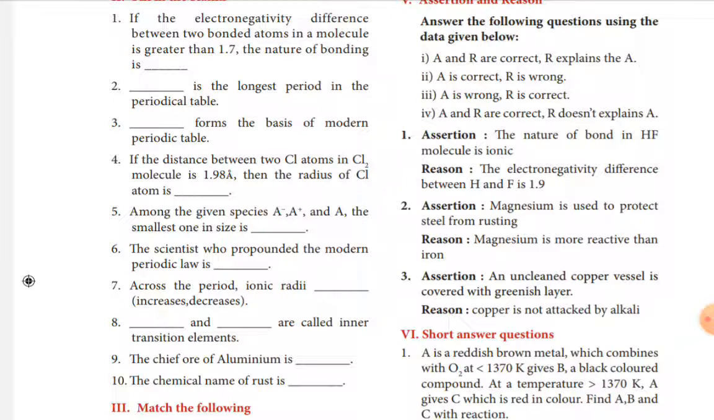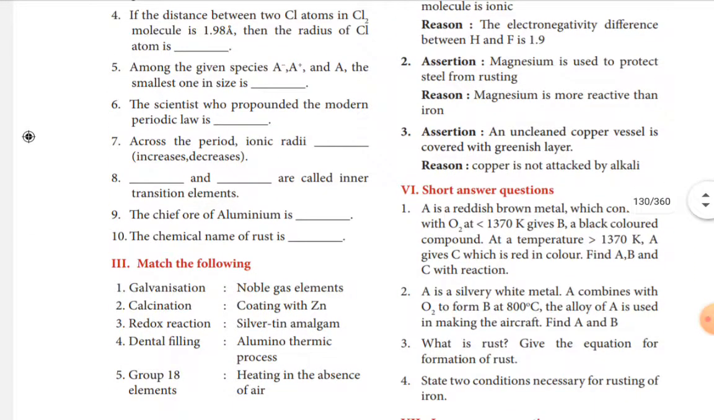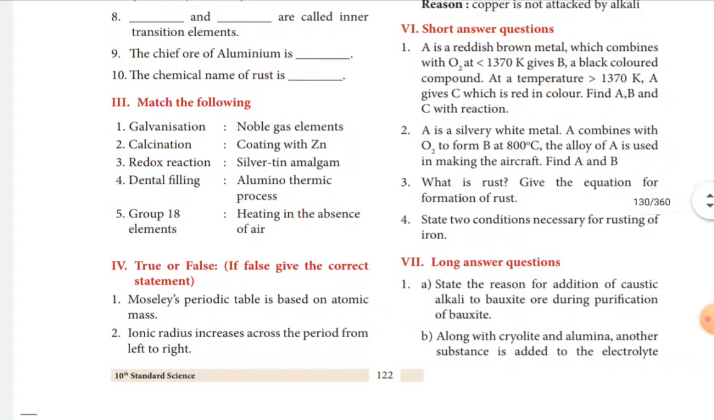Then the chief ore of aluminum is bauxite. Formula Al2O3 2H2O. The chemical name of rust is a hydrated ferric oxide. It is a formula already in the lesson. It is Fe2O3 xH2O.